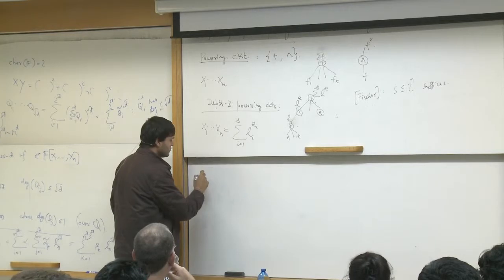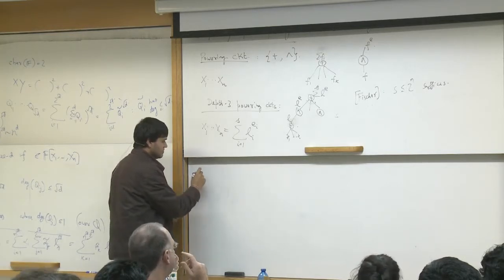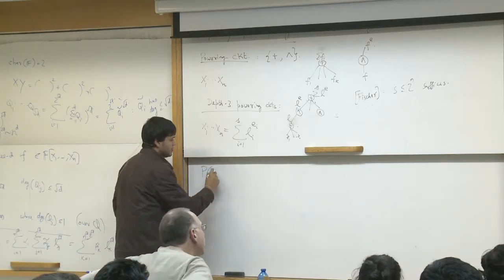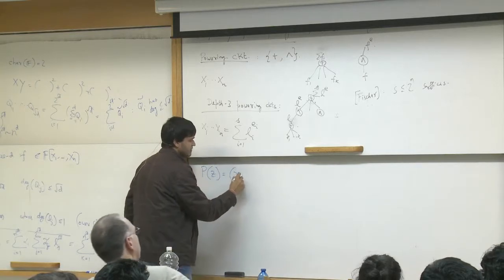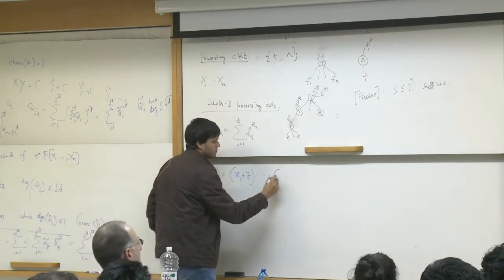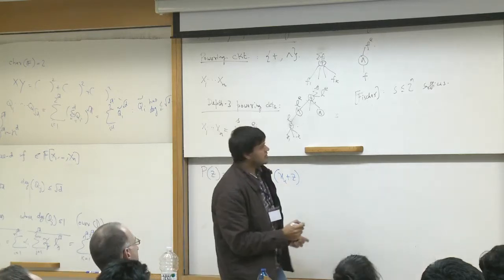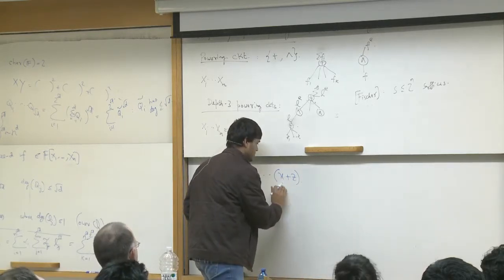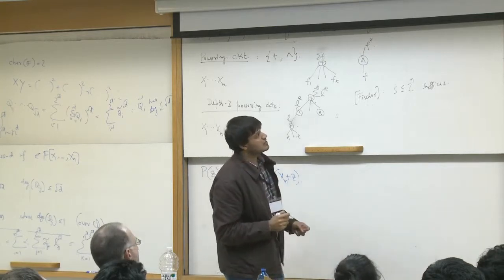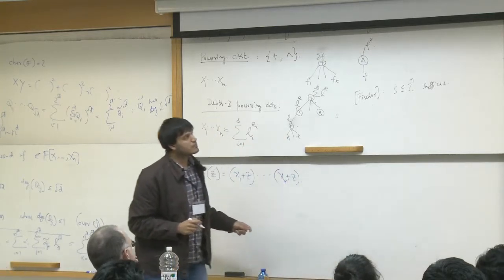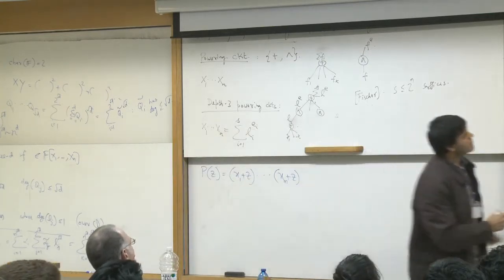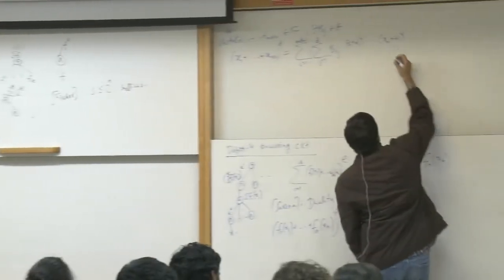Okay, so to prove this, let's define a polynomial p of z to be (x1 plus z) up to (xm plus z). Oops, sorry, this is m.